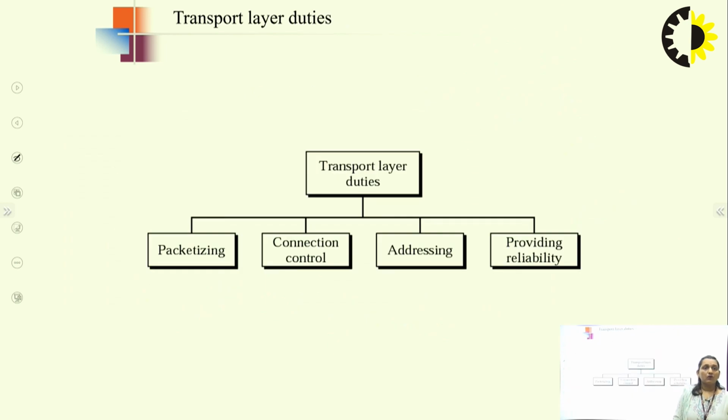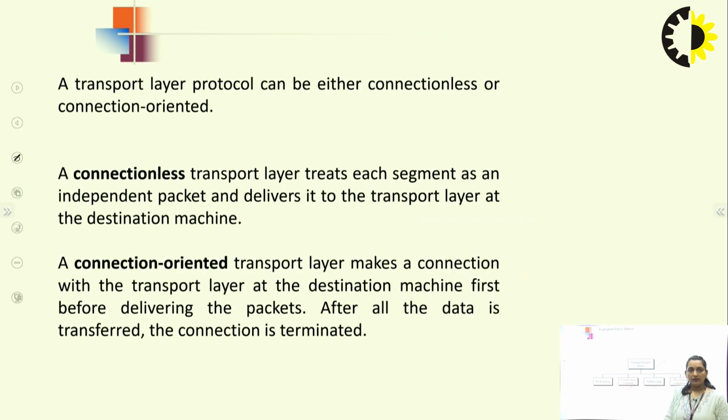So we will see what the duties of packetization are. In packetization, we will create a packet and then take any protocol which is used in the transport layer, be it TCP, UDP, SMTP, whichever protocol you are using to send the data coming from the upper layer and going to a lower layer. Next, we will see connection control, addressing and providing reliability.